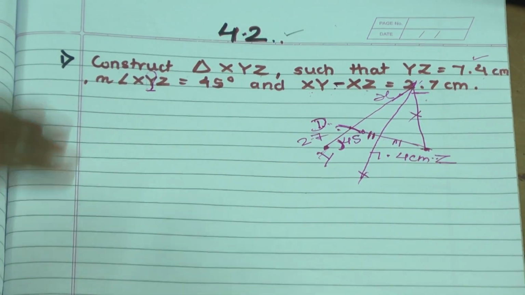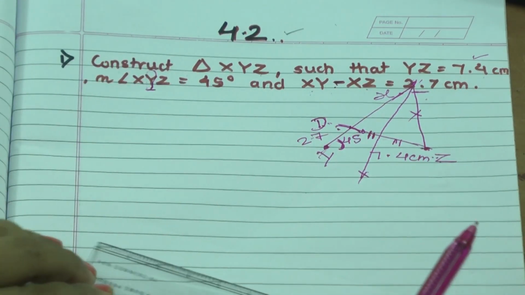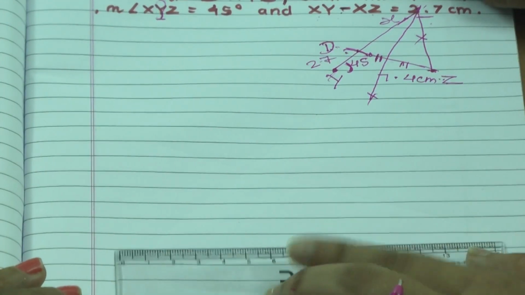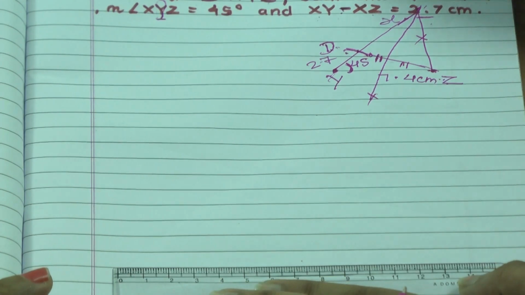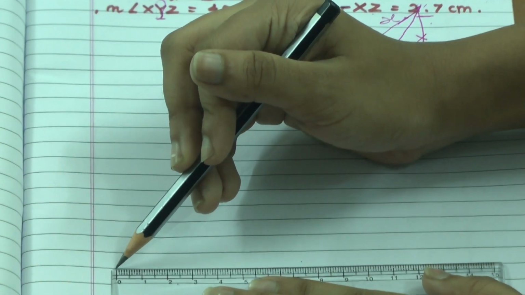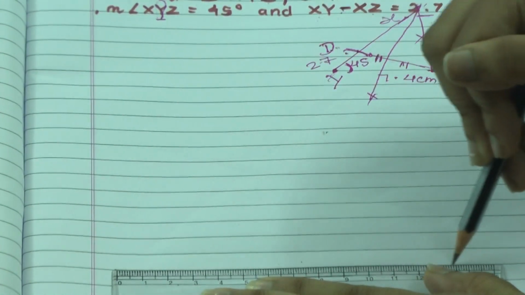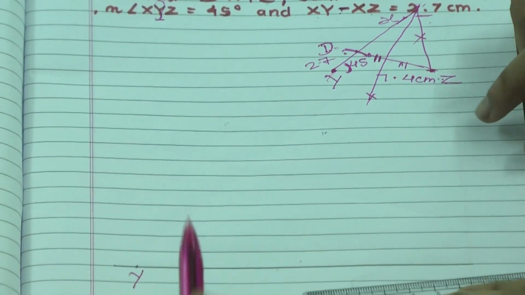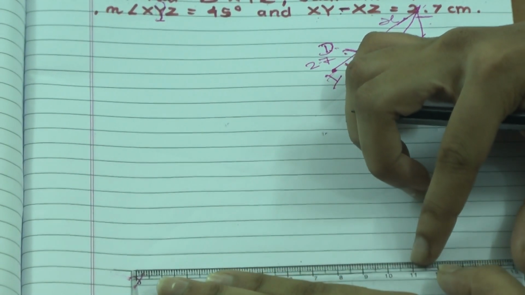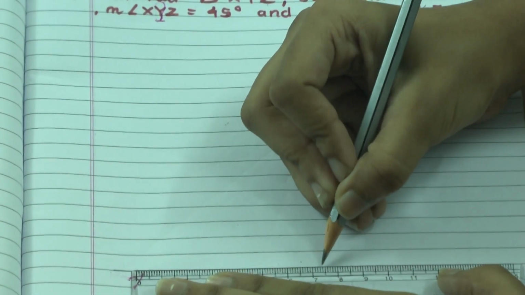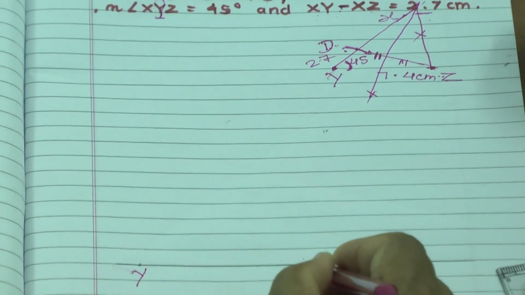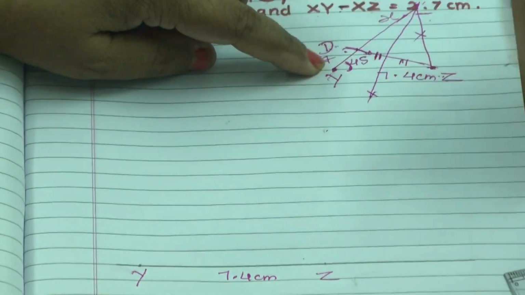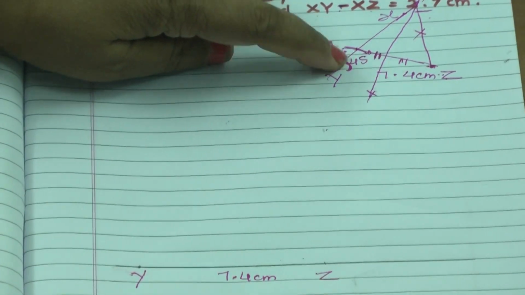Okay, let's begin. First, let us draw a line of 7.4 centimeter, children. As for our rough figure, mark the point Y, take 7.4, mark the point Z, this is 7.4 centimeter. Now as per our rough figure, at Y we should have 45 degree.